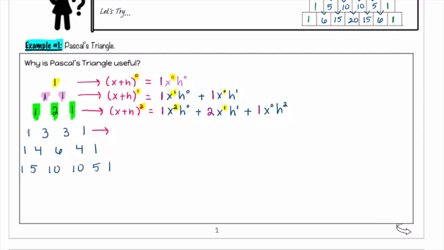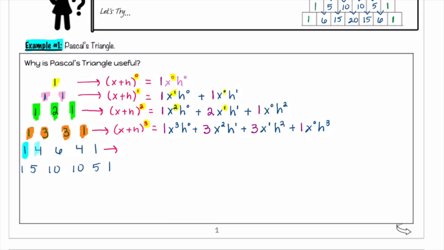This next row, 1, 3, 3, 1, are our coefficients for if we have a binomial raised to the third power. So here we would have our coefficients of 1, 3, 3, and 1. I would start with x to the third power, h to the 0 power. As I move along, my x's decrease, but my h's exponents increase. X's decrease, h's increase.